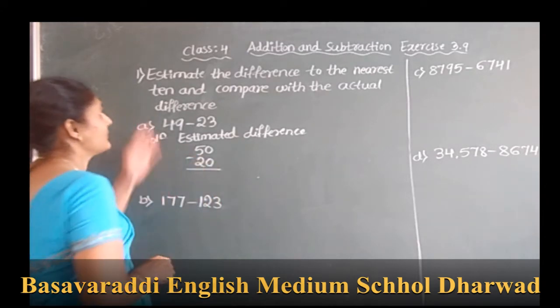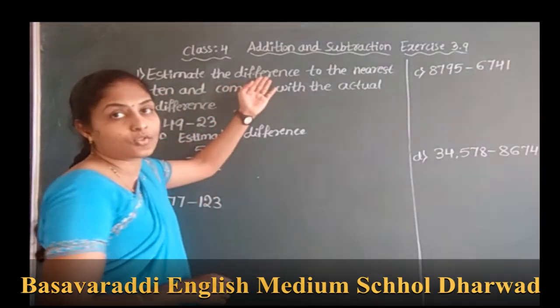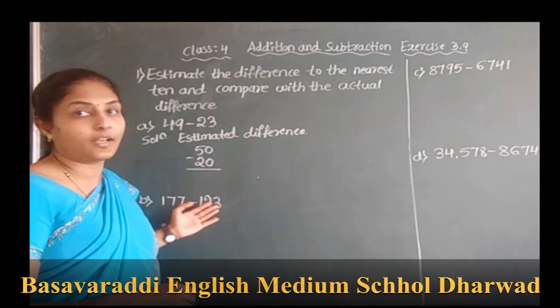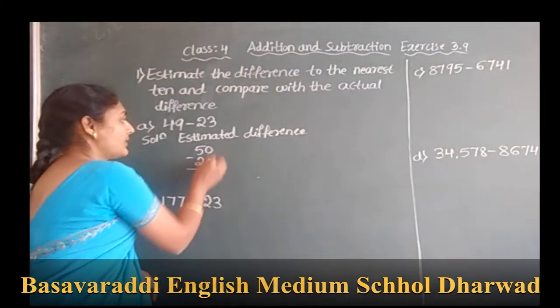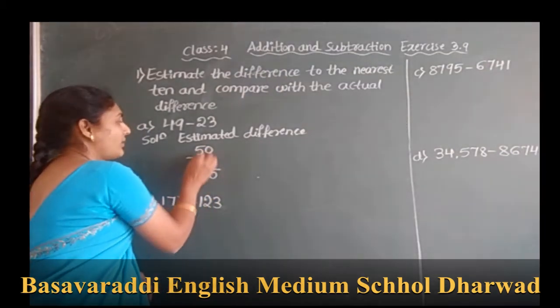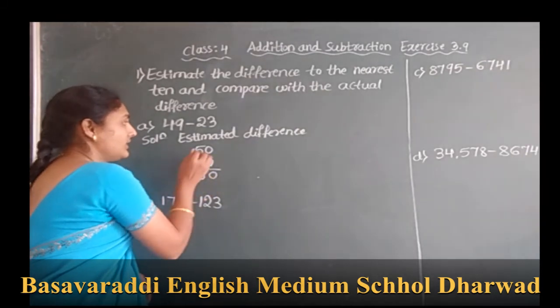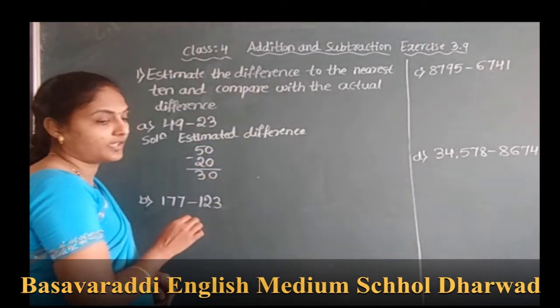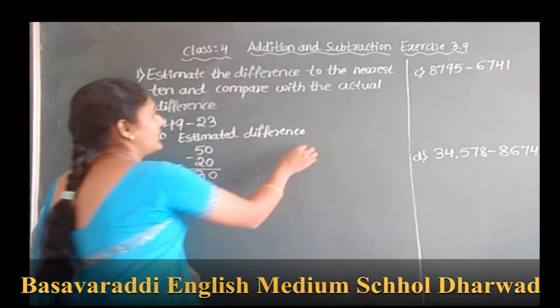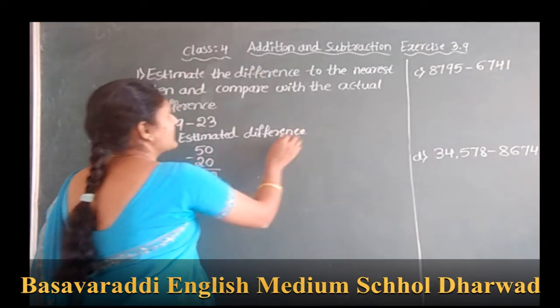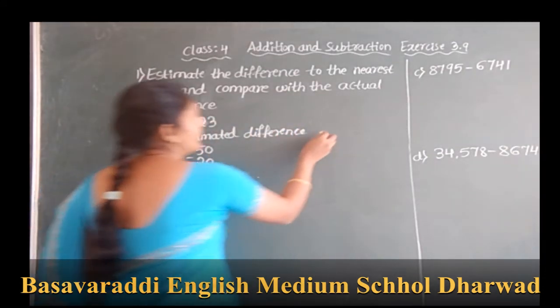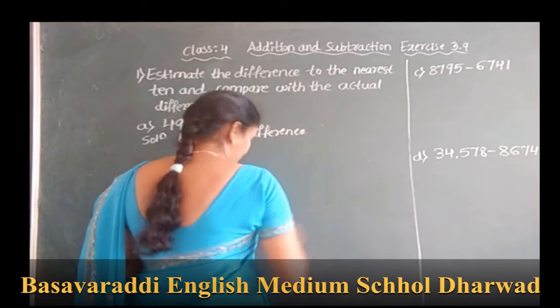What is the problem? The difference. So we have to subtract the numbers. 0 minus 0 is 0. 5 minus 2 is 3. This is the estimated difference, 30. Next, one more step, that is the actual difference.